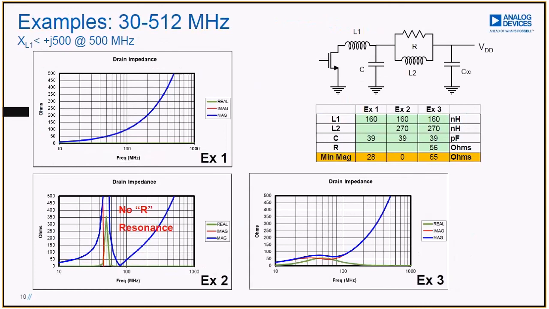So here's a simple example taking that 30 to 512. The example 1 there is just L1. We're just using L1, a large capacitor. So this is the classic, very simple bias network solution. And you can see there we go. Essentially, it's just j omega L. We're just simply seeing the impedance of that single inductor versus frequency.